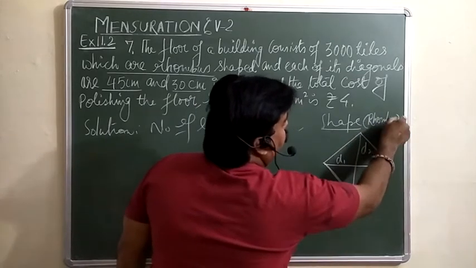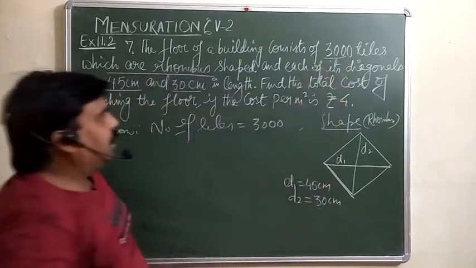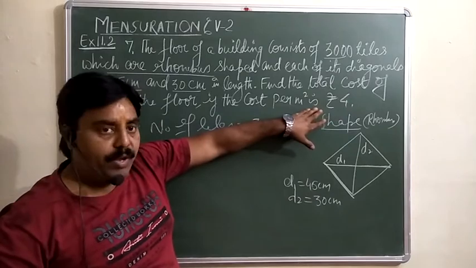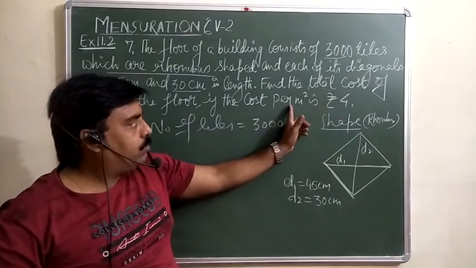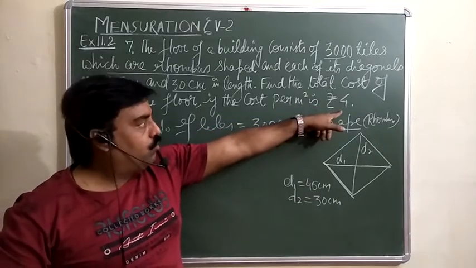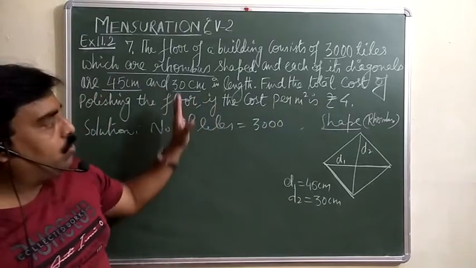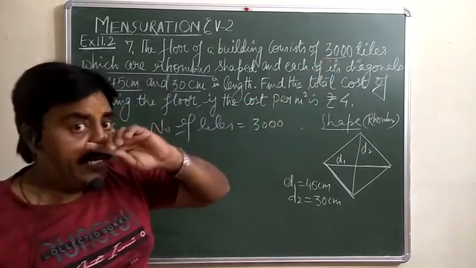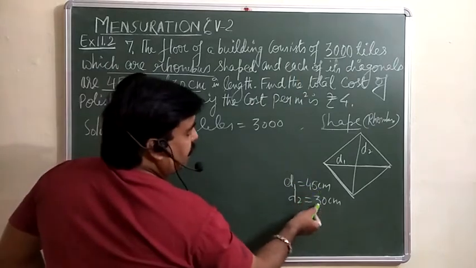And the total number of tiles is 3000. And we want to do the polishing. We want to know how much amount we are supposed to pay, if for 1 per meter square we are going to pay 4 rupees. So how much amount we are supposed to pay for these 3000 tiles? So you have to calculate the area. First find the area of one tile.